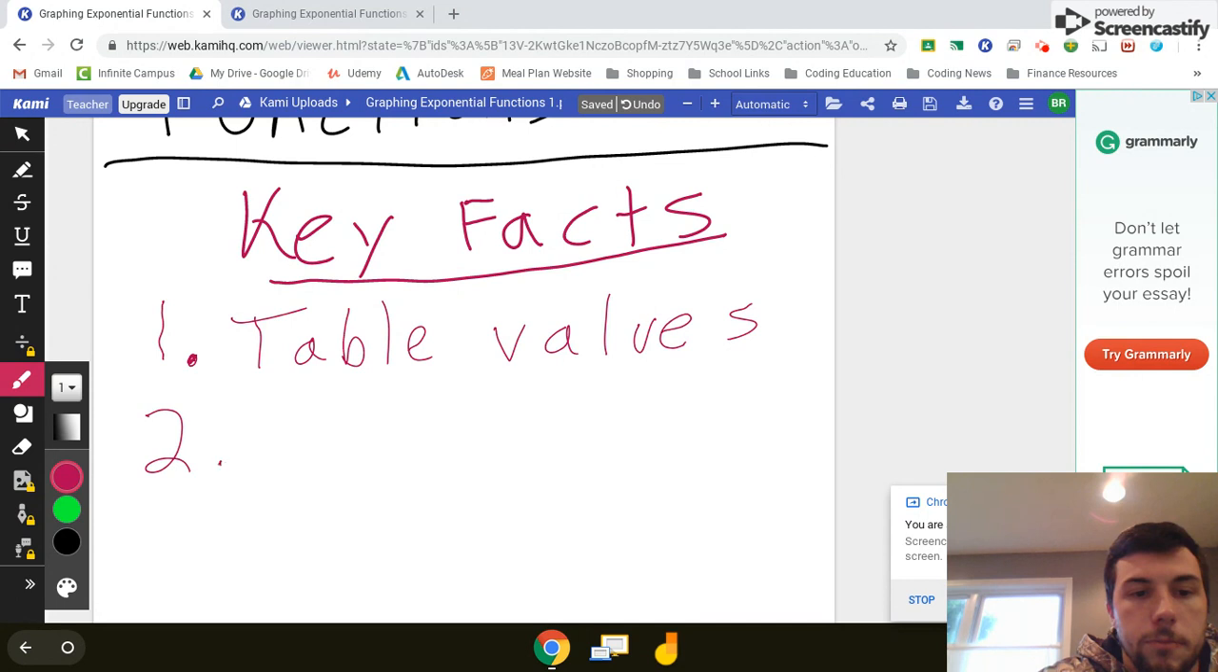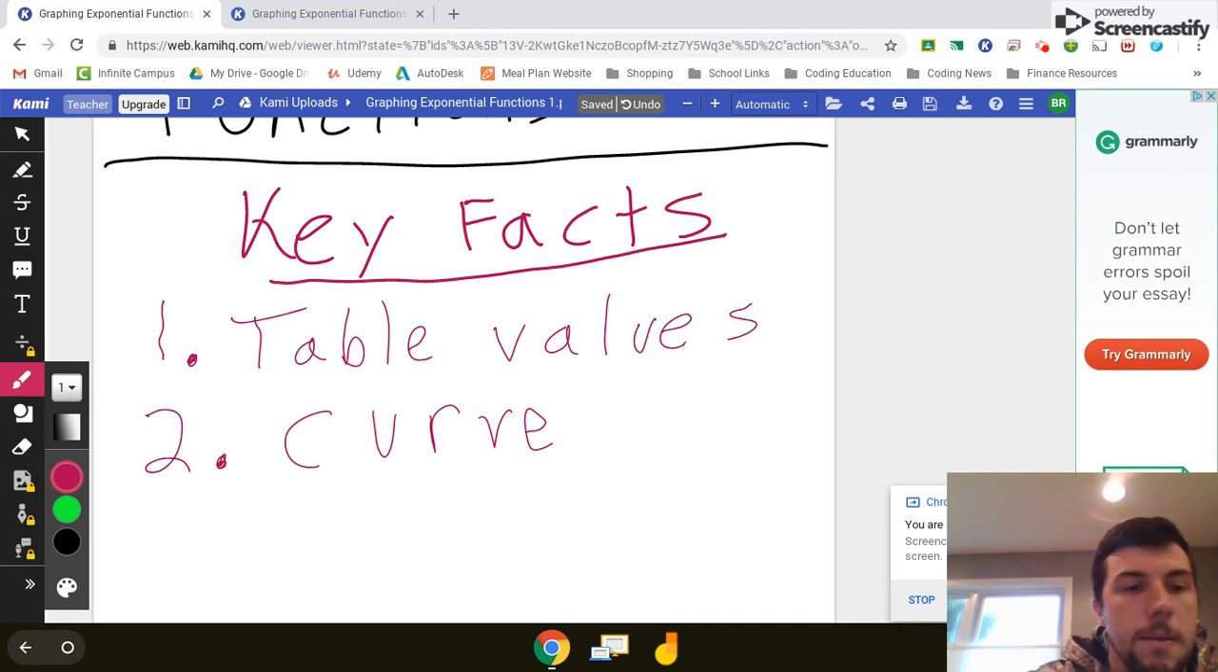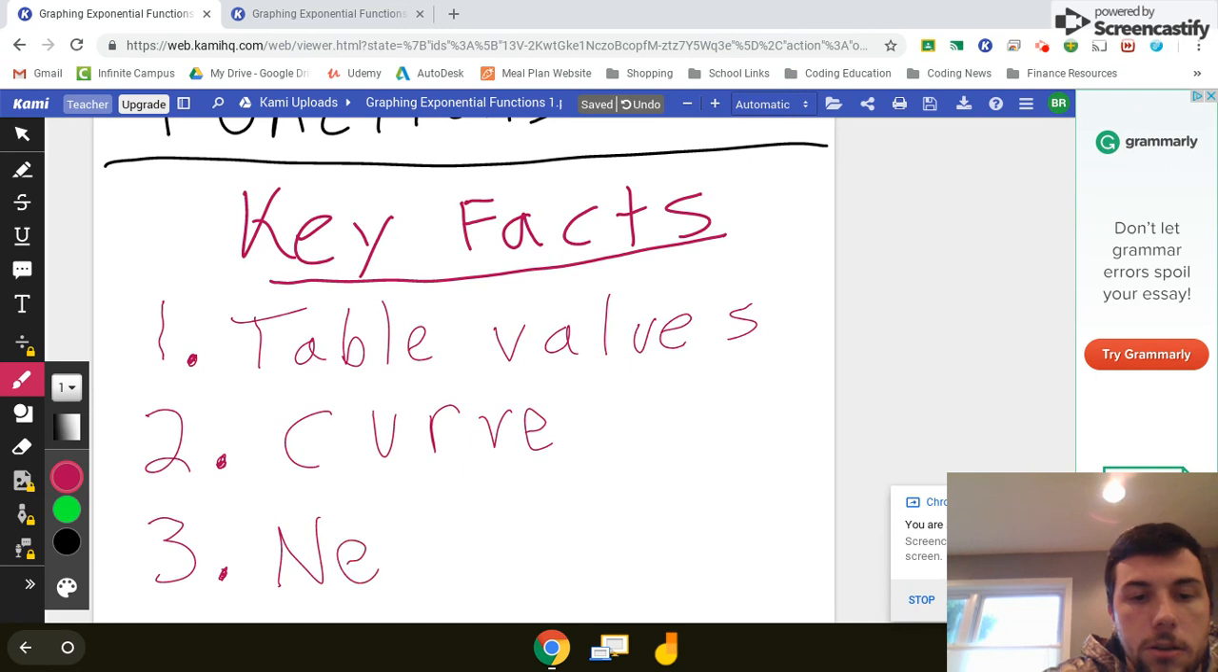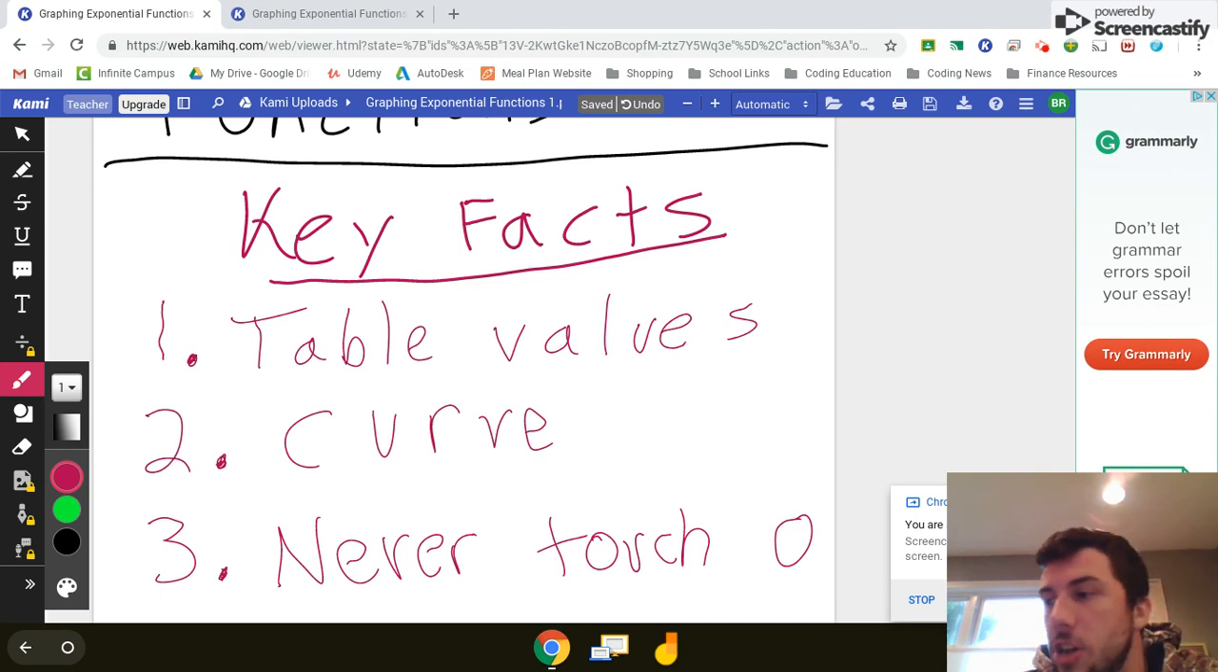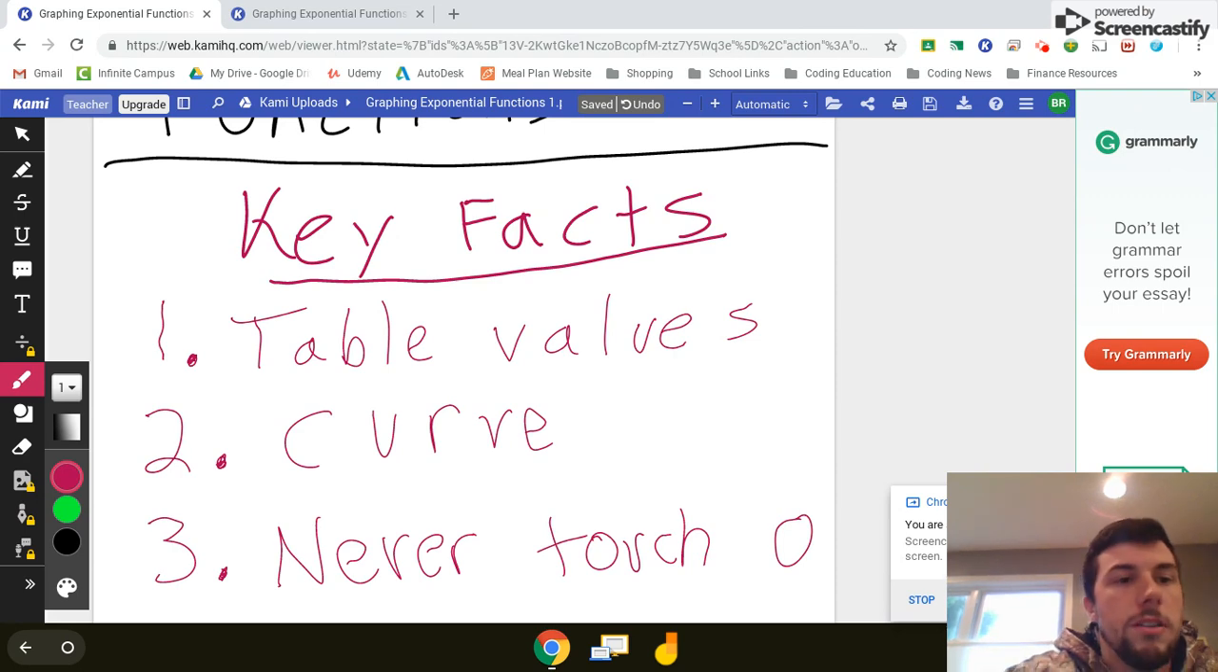Point number 2. They need to be curves. Please, no straight lines today. Also, if we think back to these exponential equations we've been talking about in class and think about cutting the pieces of paper, they will never touch 0. When I'm graphing these, I might get really, really close to 0, but I'm going to try my best to never touch 0. So you need to do the same thing. Let's go ahead and dive in.